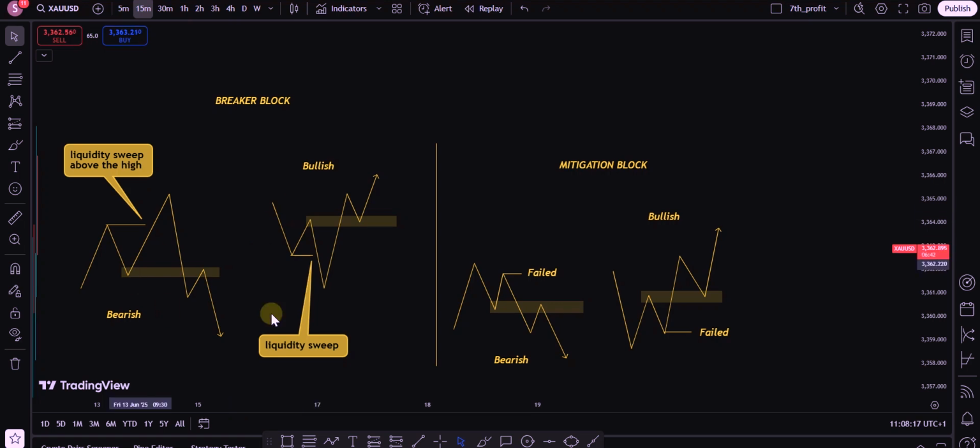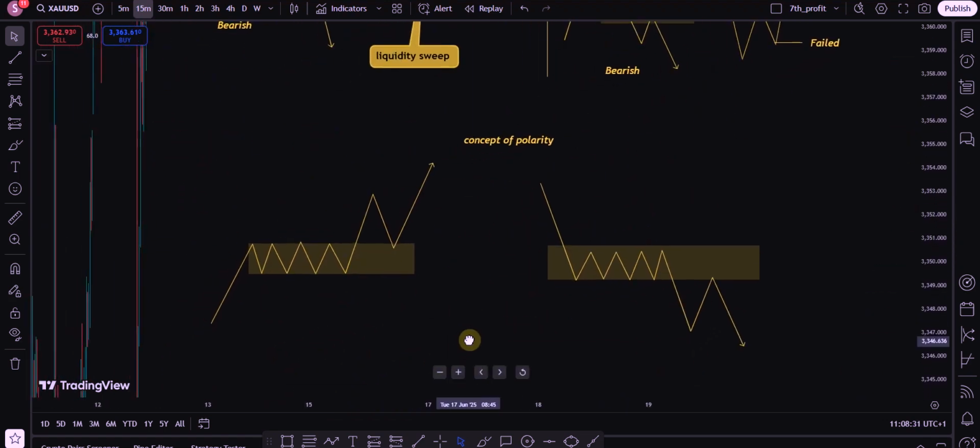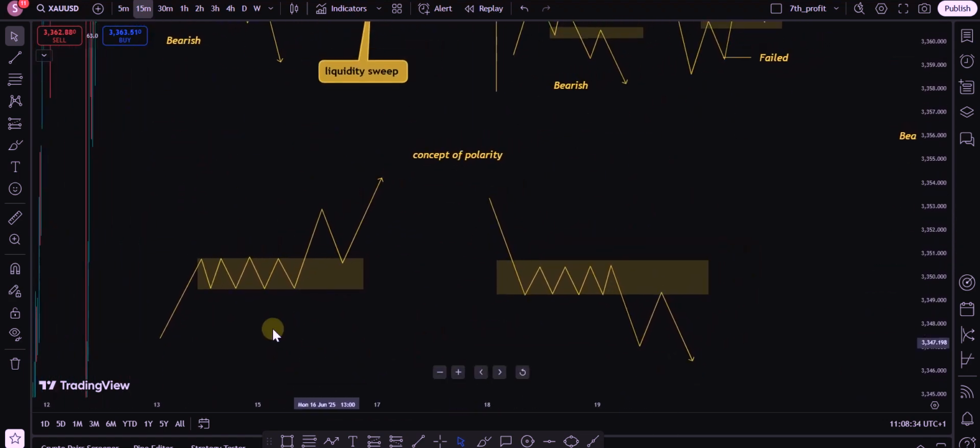Now, breaker block and mitigation block are almost the same, as you can see, but their price formation is different, right? So, from the concept of polarity, we have been taught that when price breaks through a resistance level, it comes back, it retests, then continues to the upside. I hope you are getting me now.